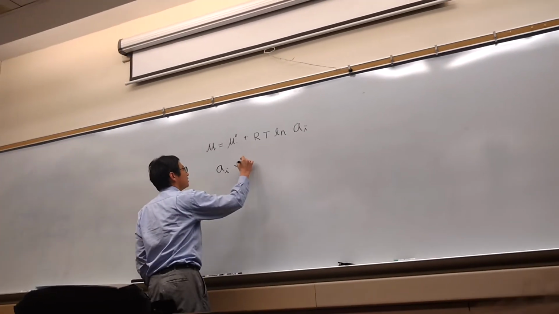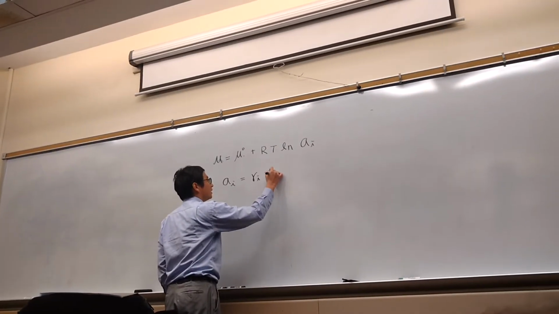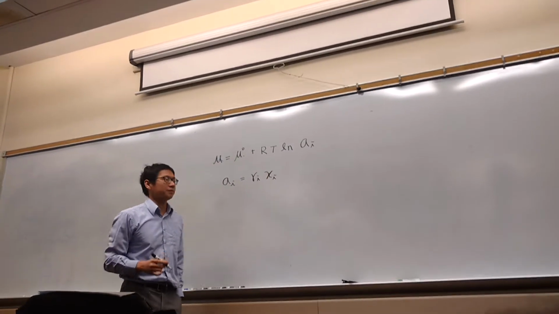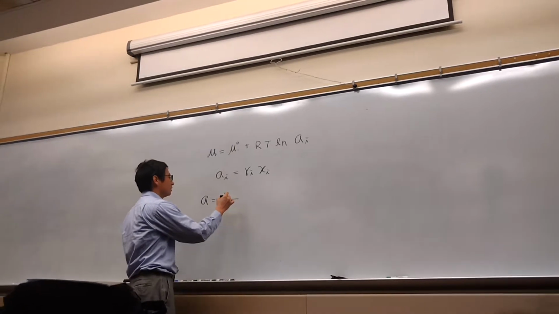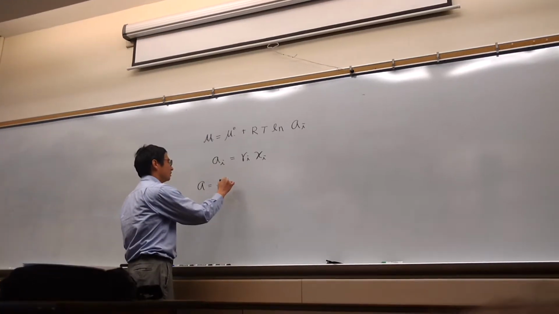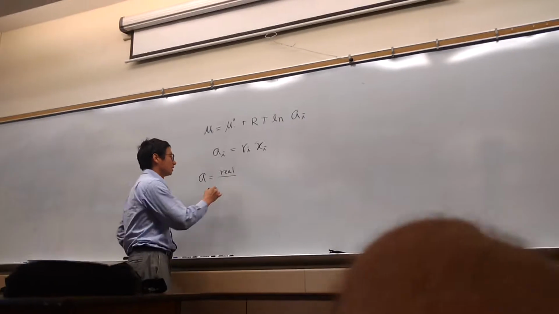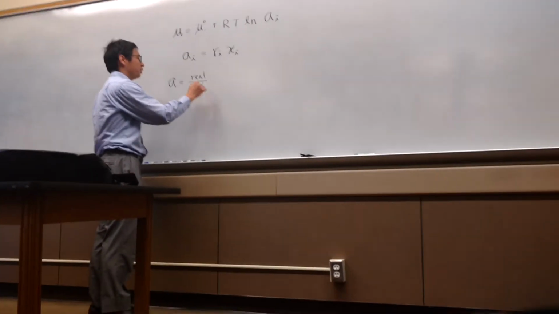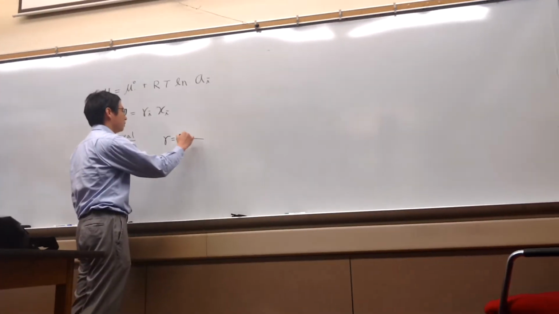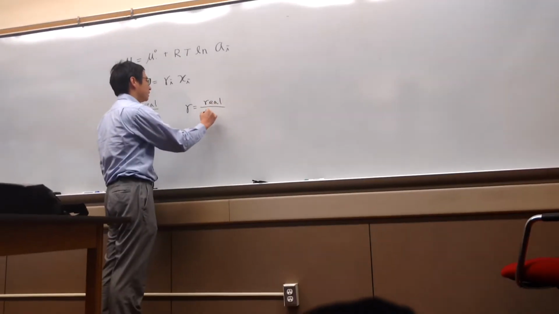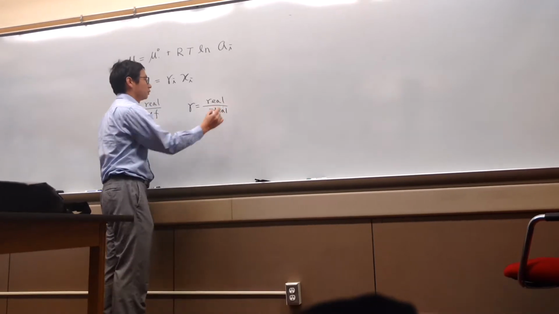Activity can be written as gamma i times the mole fraction. We say the A can be considered as a real quantity over a reference state, and the gamma is equal to the real over ideal.